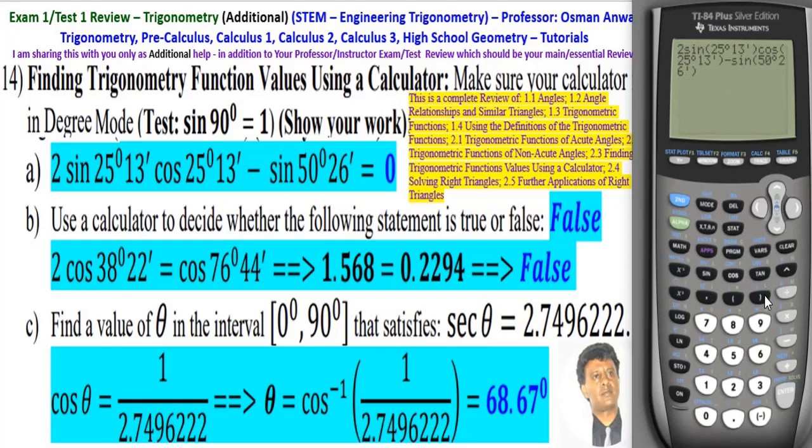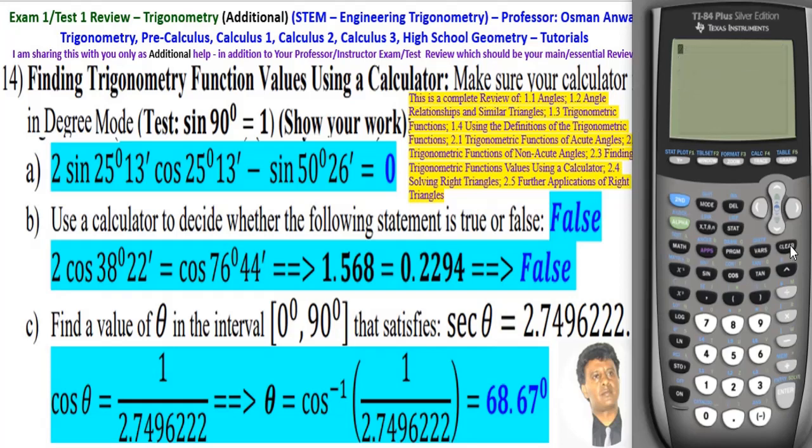Okay, so make sure your entry are correct. So it's 2 sine 25 degree and 13 minute times cosine 25 degree and 13 minute minus sine 50 degree and 26 minute, and that should give you 0. Hit enter, and here it's 0.